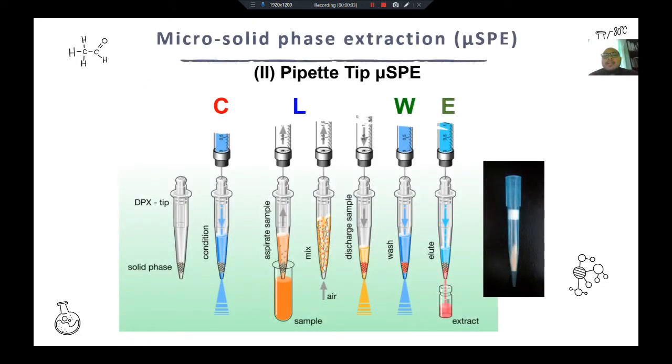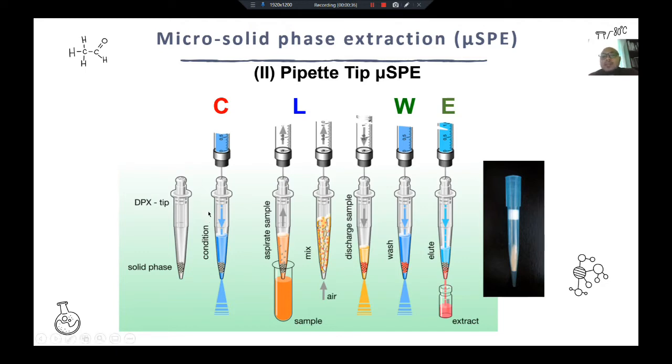Right, here is the second type of micro solid phase extraction. The first one we already learned about was the membrane, and now we will learn about the pipette tip micro SPE. In the pipette tip micro SPE, if you have used a micropipette, we can put the adsorbent inside the tip. The process is about the same as normal SPE.